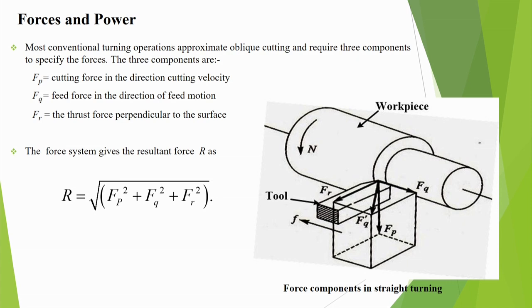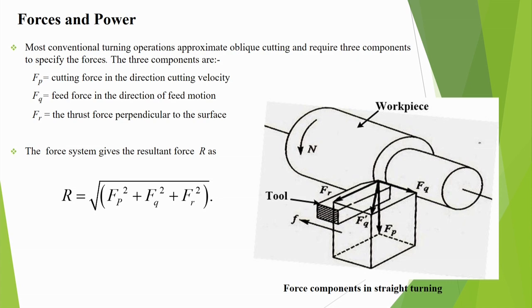Most conventional turning operations approximate oblique cutting and require three components to specify the forces. These three components are what? Fp is the cutting force in the direction of cutting velocity. So the job is moving like this. So direction of cutting is like this, vertical one. So that is called Fp, that is the main force.